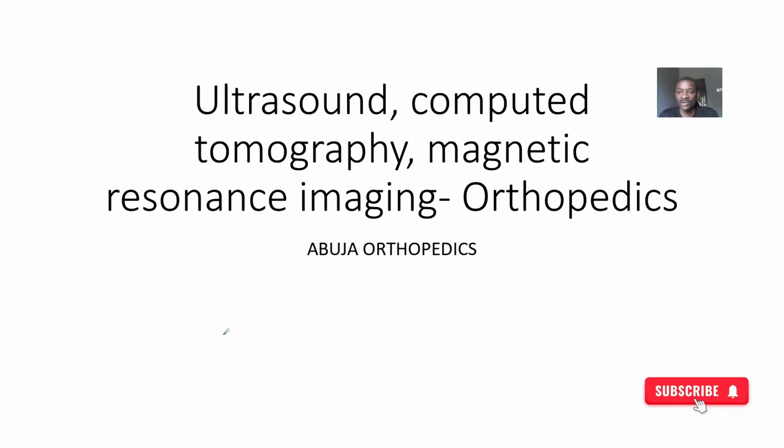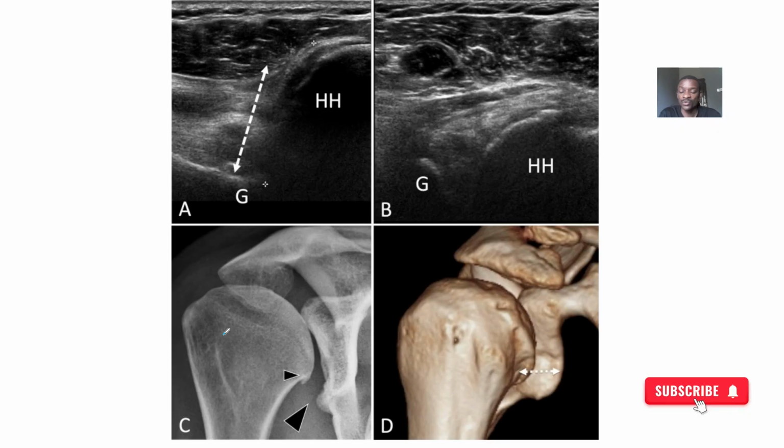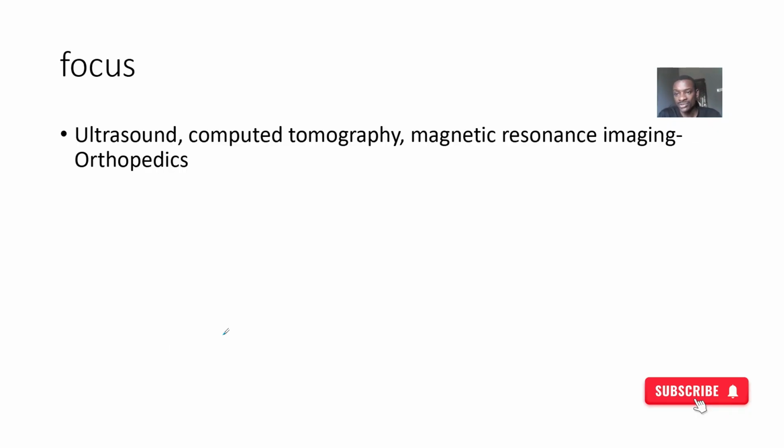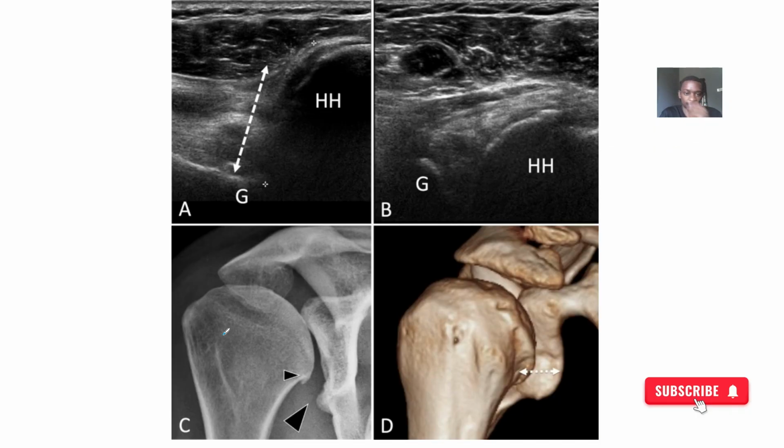Now we get to talk about some very important imaging modalities in orthopedics, and this is ultrasound. We also talk about computed tomography, and also the magnetic resonance imaging. For each one of them, we'll be describing and also talk about the most favorable type of disease conditions that you might actually want to employ any of the imagings.